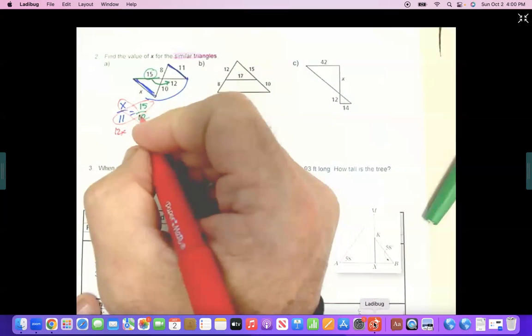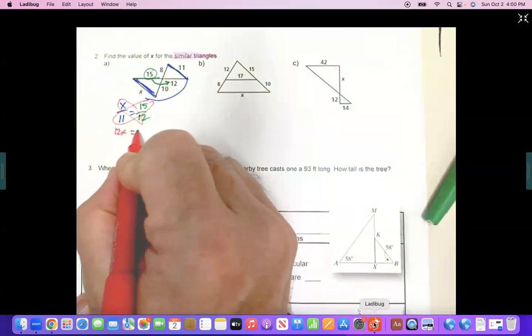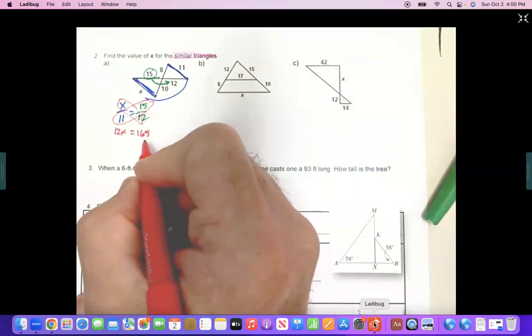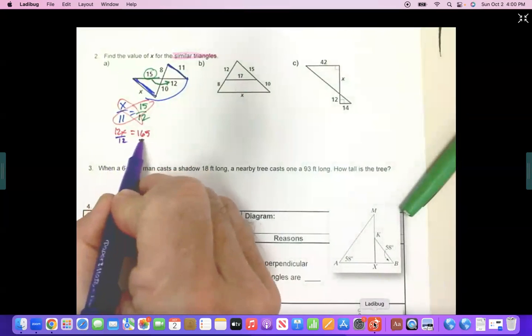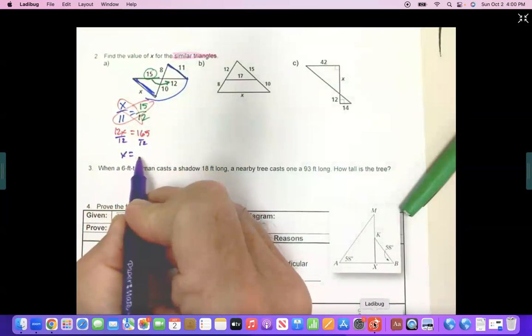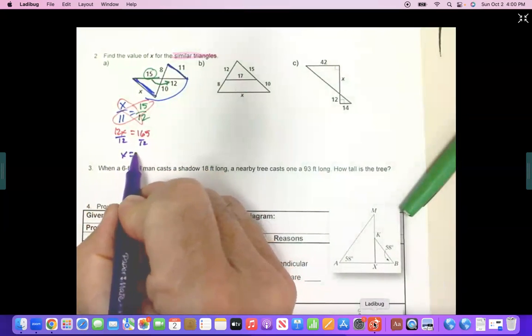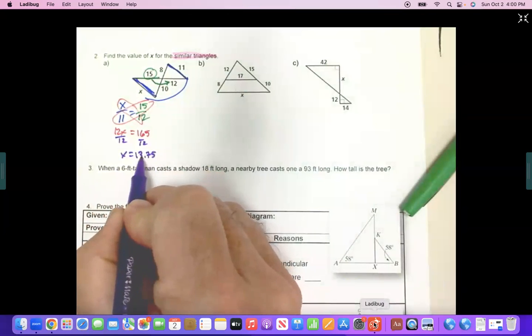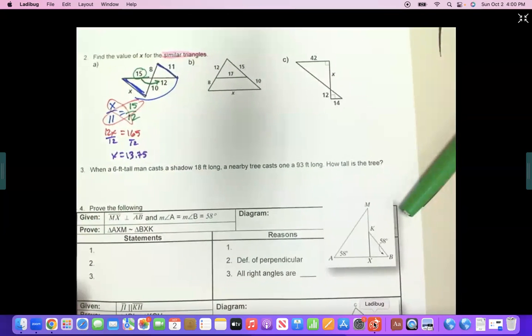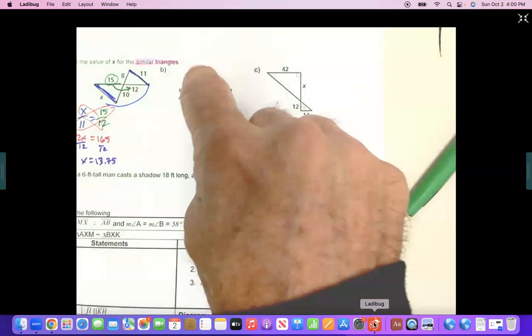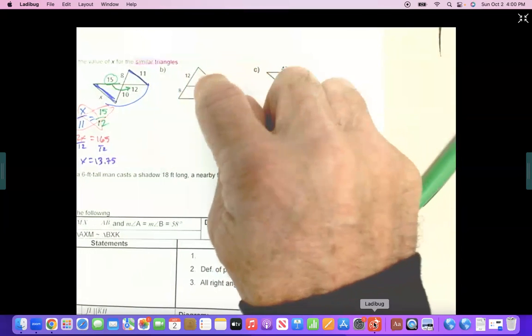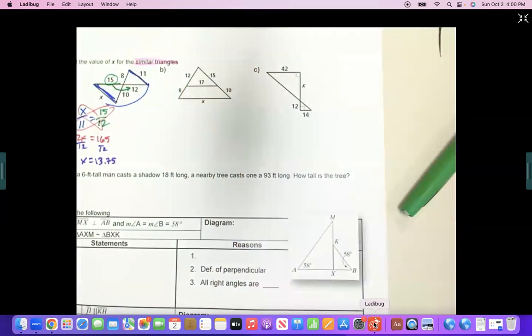Our cross products here will give us 12x, and 11 times 15 is 165. Once we get to this, you'll see that we're just going to divide both sides by 12, and x will equal, in this case, 13.75. Let's take a look at our next one. In this one, we have two similar triangles. One is the outside triangle, and the other one is the smaller one that's on the inside.